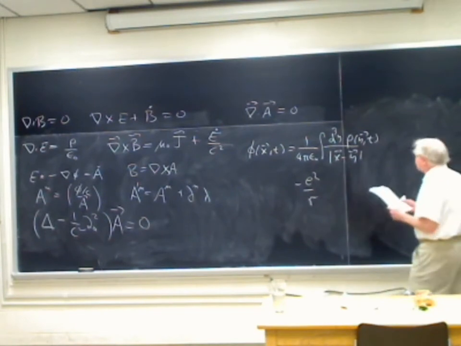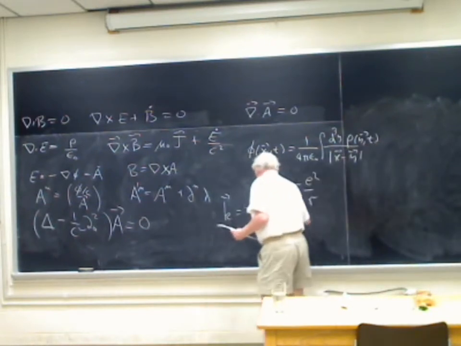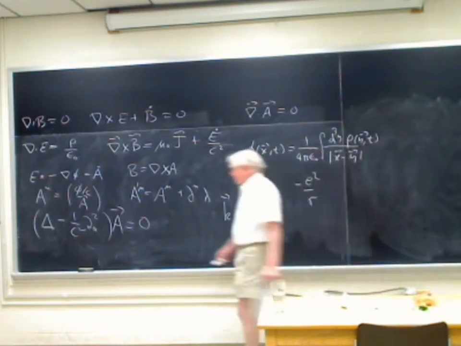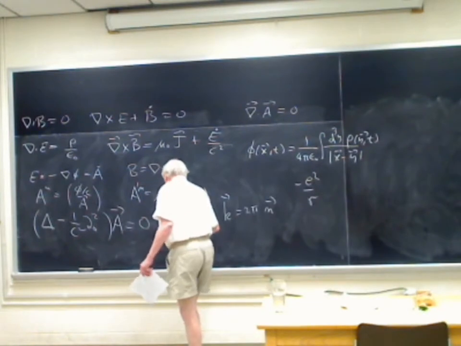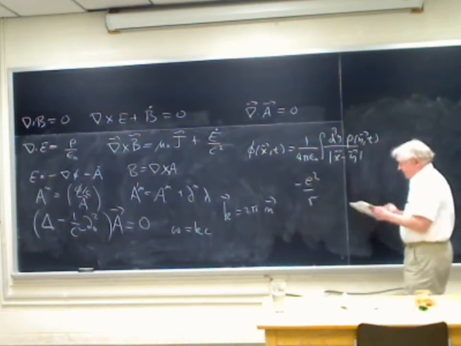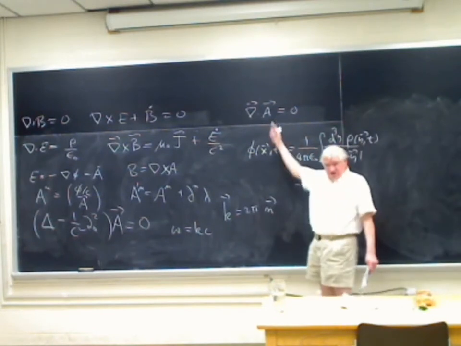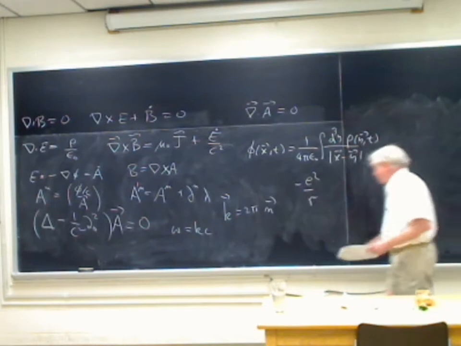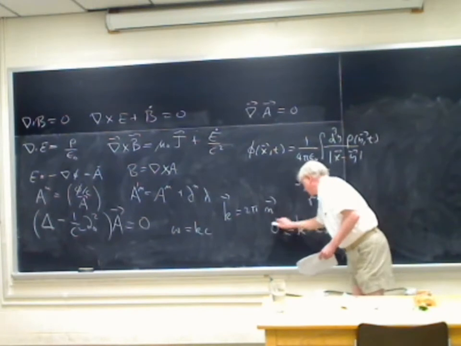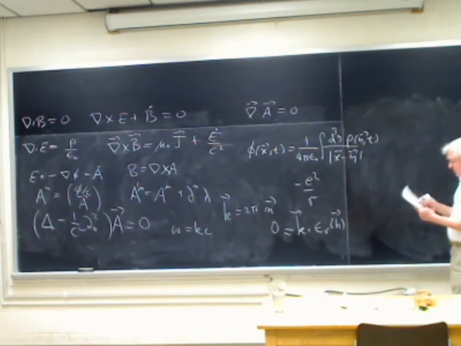We use box quantization where k is 2 pi times a vector n of integers. And because of this wave equation, we see we want to have omega equal to kc, where k is the length of the vector k. And we choose polarization vectors that, because of the Coulomb gauge condition, are perpendicular to the momentum, so k dot epsilon r of k is equal to 0. And the other two are orthonormal to that, so they're transverse to k.